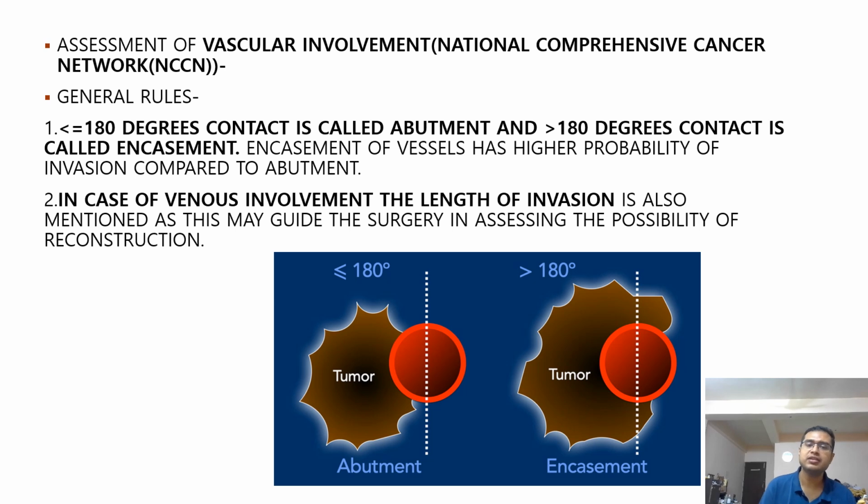And in case of venous involvement, the length of invasion is also very important, because it helps guide the surgeon on how much length of graft has to be placed. And if the length is too much, the involvement is too much, then it becomes unresectable, because that graft cannot be grafted. So length of venous involvement is important, and degree of involvement of vessels is important to understand whether the vessel is abutted or encased by the tumor.